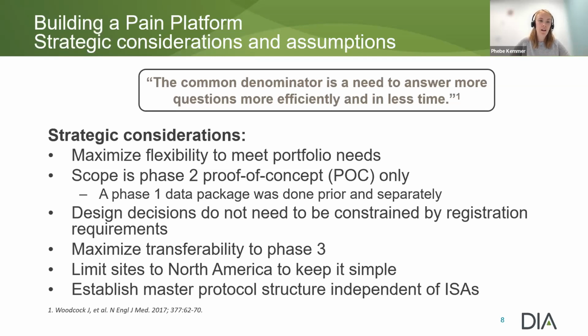The scope of the master protocol is all phase 2A proof of concept. Any phase 2A work is done ahead of time and separately. The design decisions don't need to be constrained by registration requirements because this is all still fairly early phase. But our goal is to maximize transferability to provide information moving into phase 3. Within the master protocol, we kept all our sites to North America, so they're all in the US and 2 in Puerto Rico, just for simplicity.